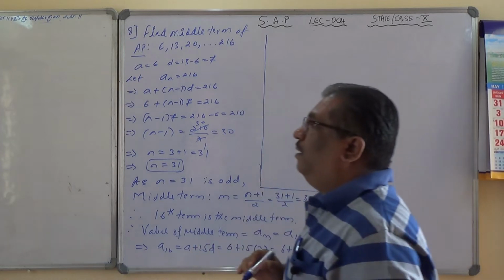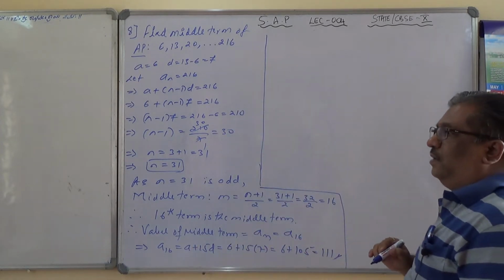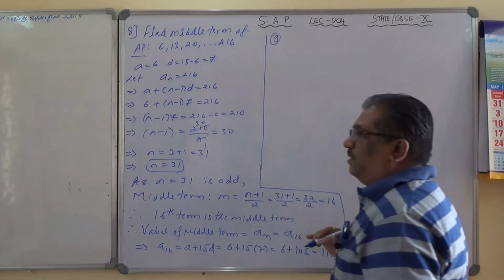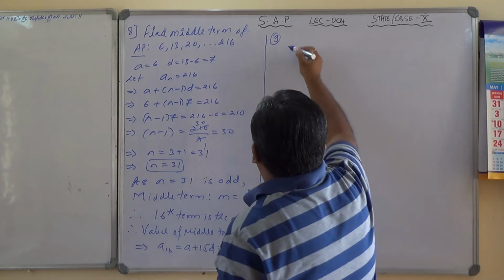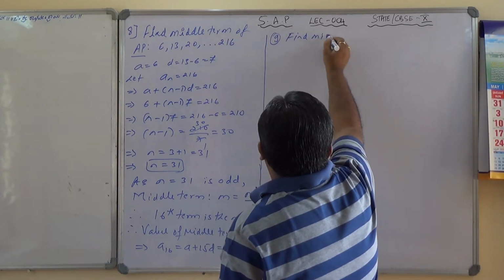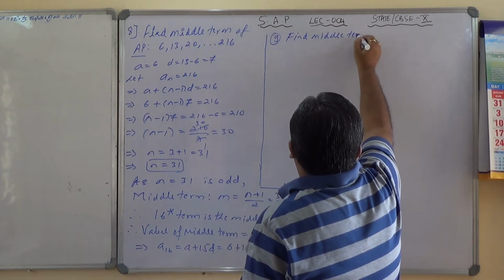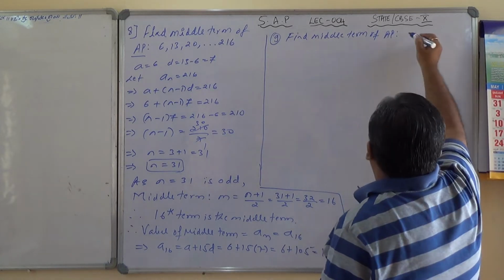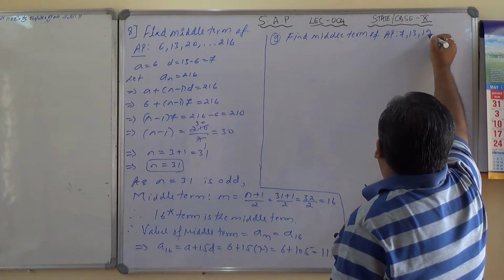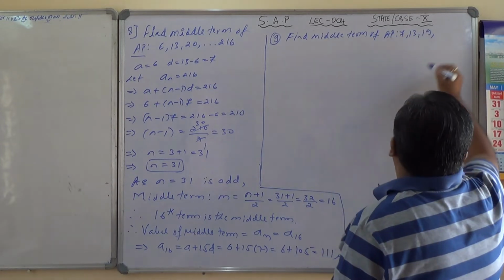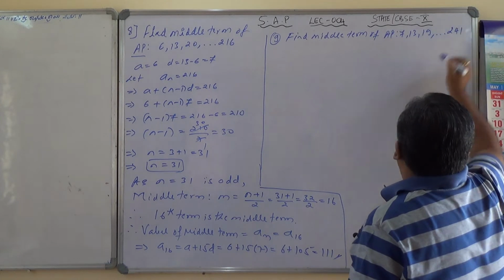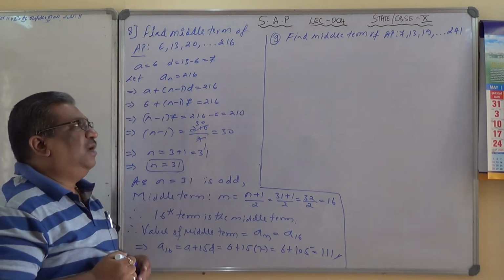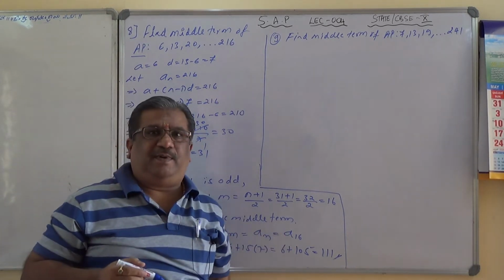Example number 9 I will take. Example 9 also is similar to this one, but it is a little different. Find the middle term of the AP given to us: 7, 13, 19, up to 241. So you must remember, only if you know the last term or the total number of terms, then only it is possible to find out the middle term.